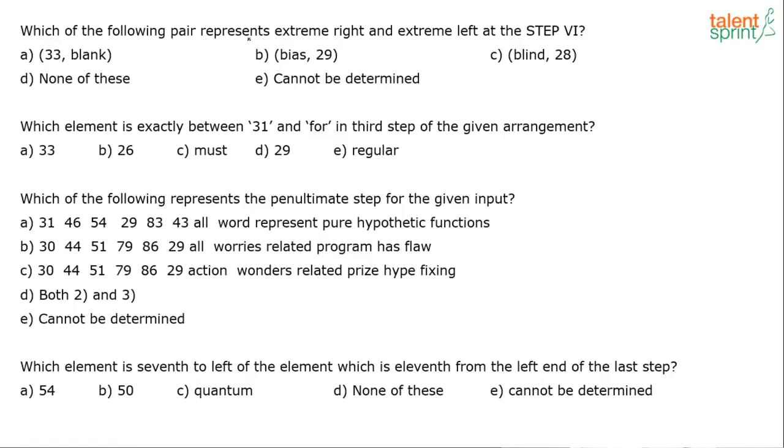Which of the following pair represents extreme right and extreme left at step 6? Which element is exactly between 31 and 4 in third step of the given arrangement? Which of the following represents the penultimate step of the given input?